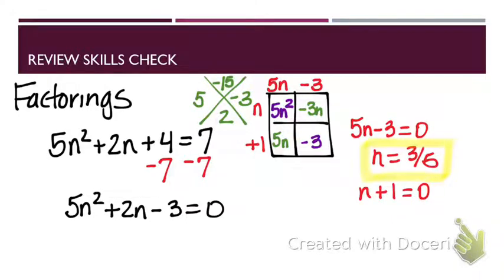And for my second answer, n equals negative 1. And some people put negative 1 over 1. If your denominator is 1, you don't have to put it. It's not wrong, but you don't need to put it. And that was question number 1.